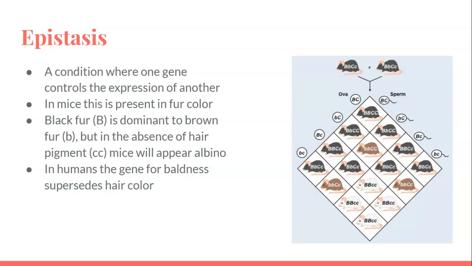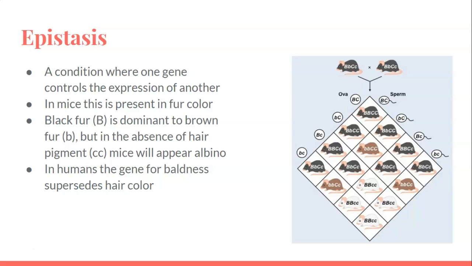Now, epistasis is another idea. This is really, really cool. I love the idea of epistasis. This is where one gene controls the expression of a second gene. One example of this is mice and their fur color. Black fur is dominant to brown fur, right? So the capital B is dominant to the lowercase b.